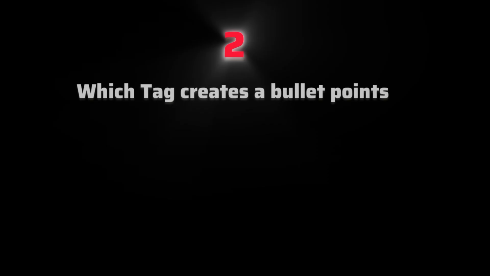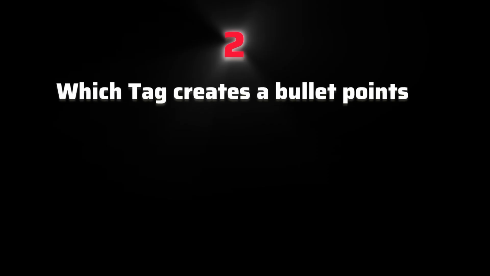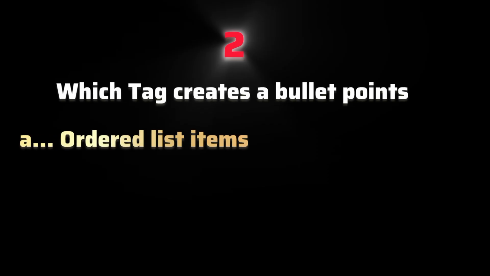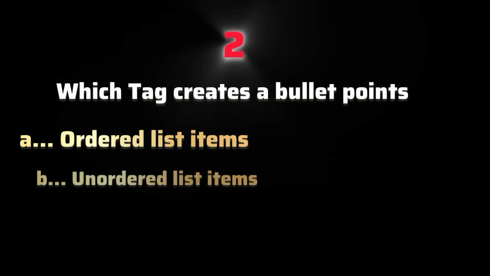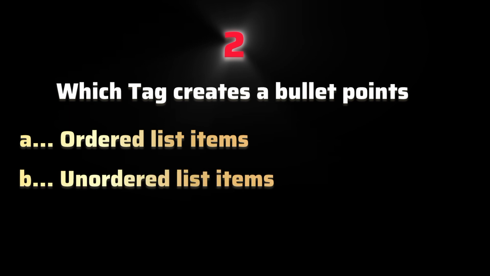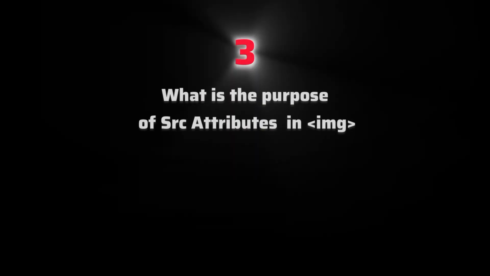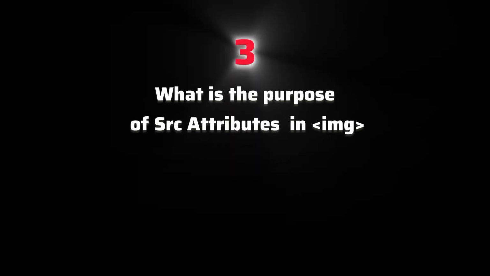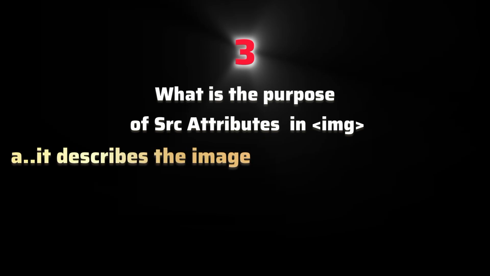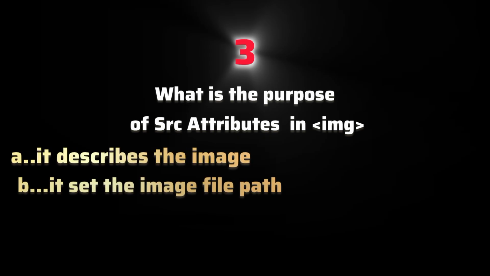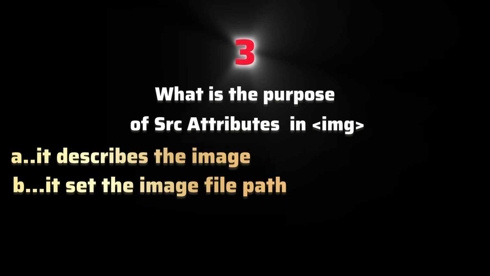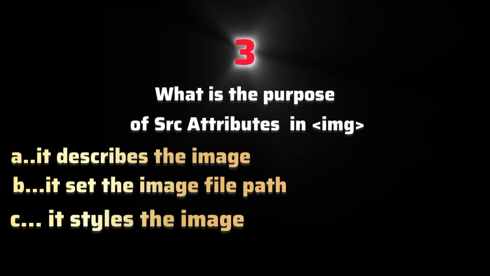Number 2. Which tags create a bullet list? A. Ordered list items. B. Unordered list items. C. List items. Number 3. What is the purpose of the src attribute in the image tag? A. It describes the image. B. It sets the image file path. C. Styles the image.